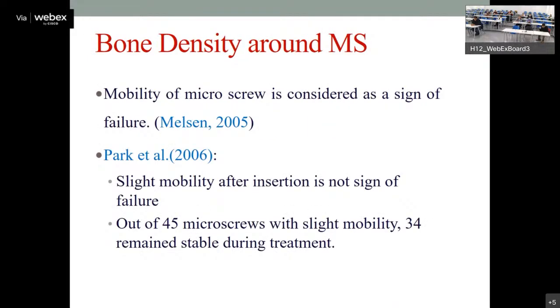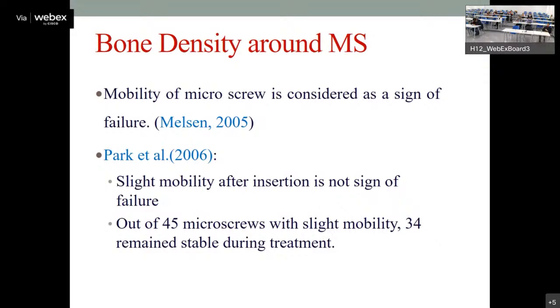So now let's talk about the study we did in Jordan University of Science and Technology about the alveolar bone density change around microscrews, from where we got our idea from the primary stability. As we mentioned, the mobility of a microscrew is considered a sign of failure. However, some authors, like Park et al., for example, suggested that slight mobility after insertion is not a sign of failure. He found that out of 45 microscrews with slight mobility, 34 were successful, which is a good percentage actually.